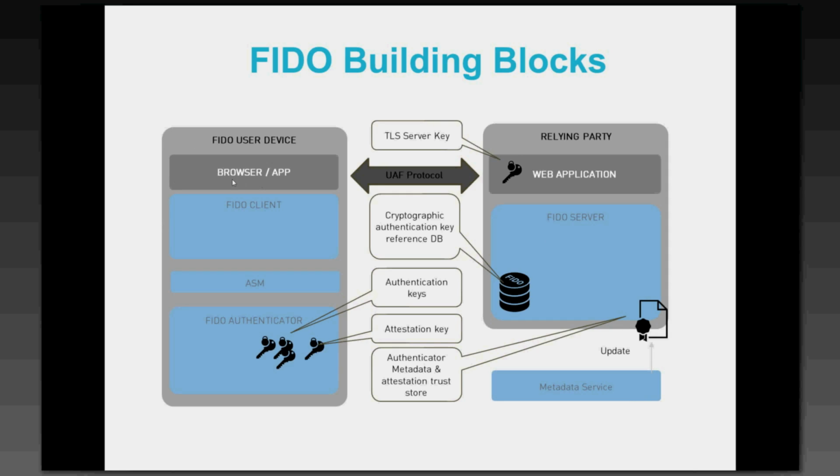Now, on the client side, we have the traditional web browser or the mobile app talking to a FIDO client, which receives all that information, talking to an authenticator-specific module, the ASM, in the middle, which is just an abstraction layer to unify the way the FIDO client can talk to different authenticators. And the authenticator is the essential part in FIDO. That authenticator stores the attestation private key and a bunch of authentication keys, one for each relying party.